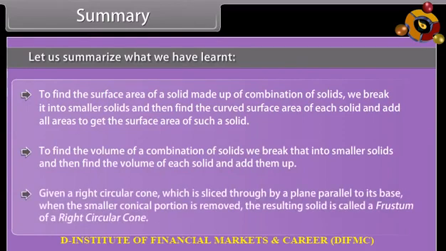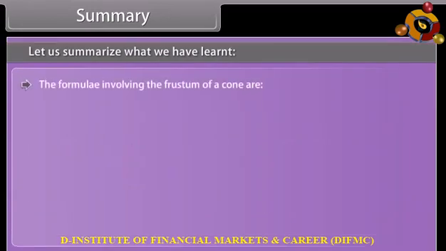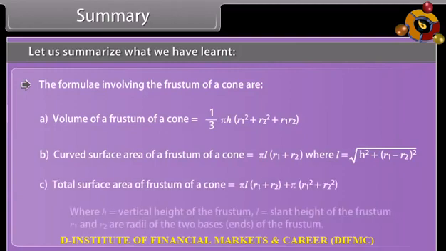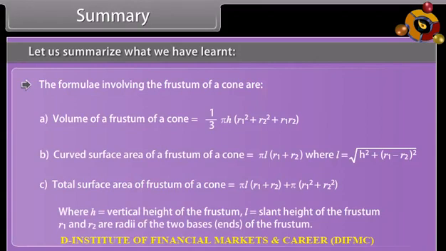Given a right circular cone, which is sliced through by a plane parallel to its base, when the smaller conical portion is removed, the resulting solid is called the frustum of a right circular cone. The formulae involving the frustum of a cone are: where h is equal to the vertical height of the frustum, L is equal to the slant height of the frustum, R1 and R2 are radii of the two bases, ends of the frustum.